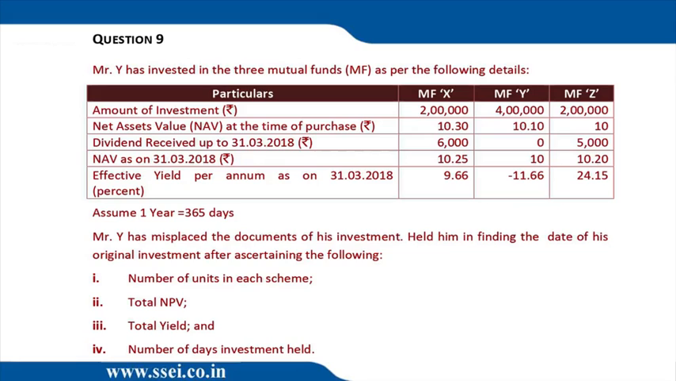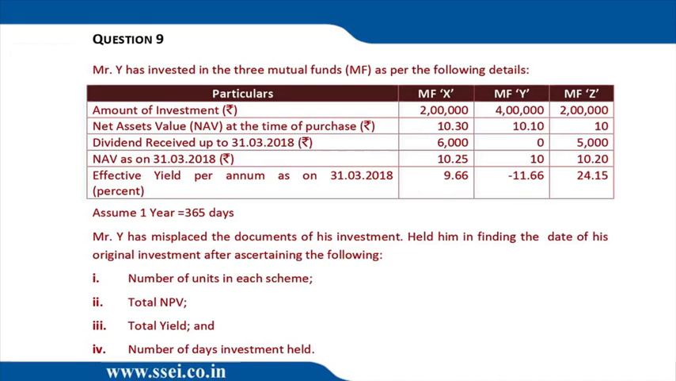Same for MFY. The dividend is 0. So the ending NAV which you got in question number 2, second part, minus the 4 lakh, that is the capital gain. That itself is the total yield in rupee terms. And for the third one, 5,000 is the dividend, and you calculate the ending NAV minus the 2 lakh investment. You get the total amount in rupee terms. Add the amounts and you'll get the total from all the 3 funds. Divide by 8 lakh into 100.